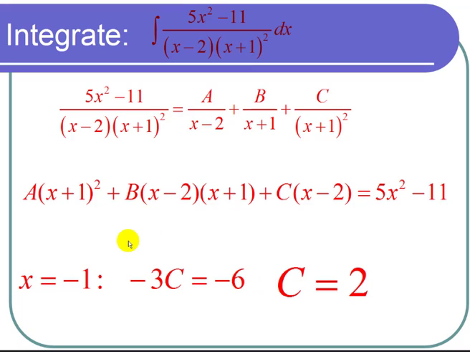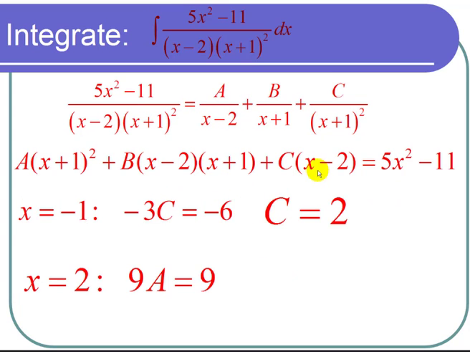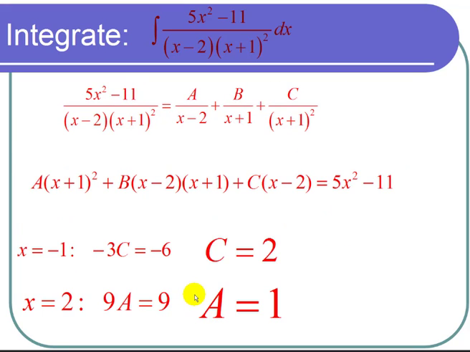The next step is to set x equal to 2 to zero out the last two terms. And when I do that, 2 plus 1 is 3. 3 squared is 9. I get 9A. This term is gone. The third term is gone. If x is 2, 2 squared is 4. Times 5 is 20. Minus 11 is 9. So 9A equals 9. Divide by 9, and I get A equals 1.